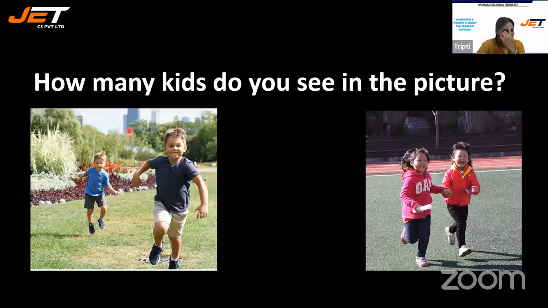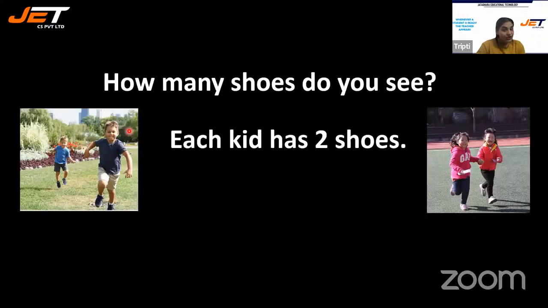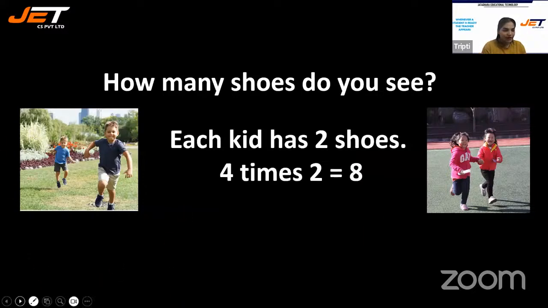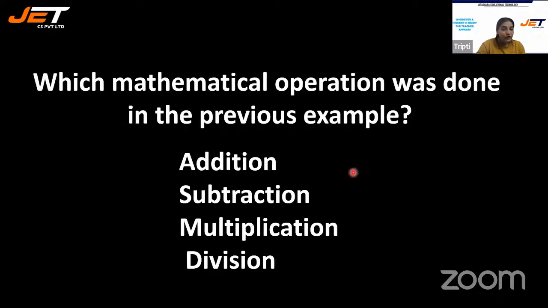So here we go. How many kids do we see in this picture? Yeah, total 4 kids. How many shoes do you see? Over here, each kid has 2 shoes. 4 times 2, because each kid means 1. One of them is wearing 2 shoes, and there are 4 children. 4 times 2 is 8. So there are 8 shoes in all.